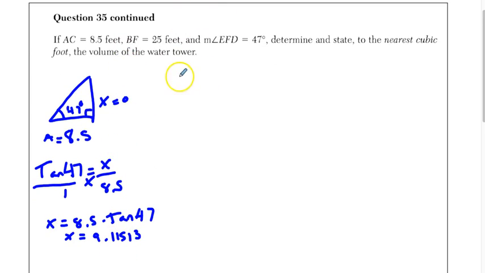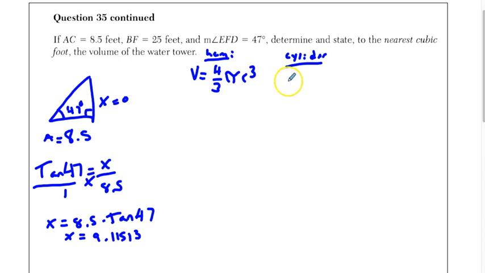Now that we got the height of our cone, we can find our three volumes. We have the volume of the hemisphere, which is 4/3 pi r to the third. Let's put some labels here. We have our cylinder, which is volume equals pi r squared times height. And then we have our cone, once again, volume equals 1/3 pi r squared times height.